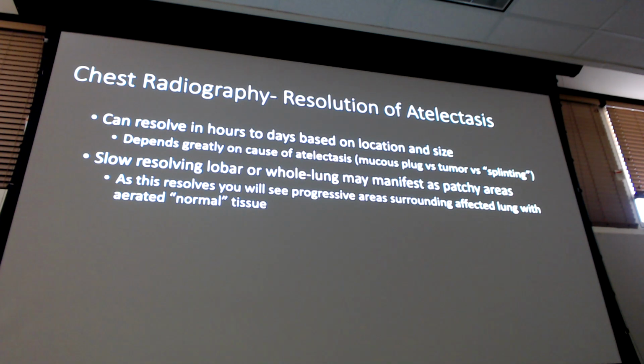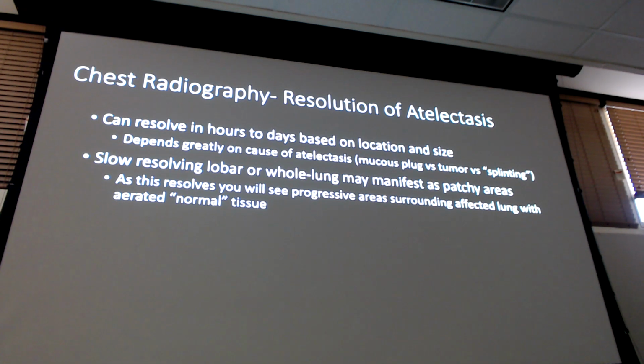If you have a lobar, a whole lung one, it could be patchy. Pneumonia or atelectasis, that's an advanced type thing. But they will most likely resolve on their own. So it's just really patient observation, making sure they're breathing, taking full deep breaths in, kind of like that post-op thing we talked about.